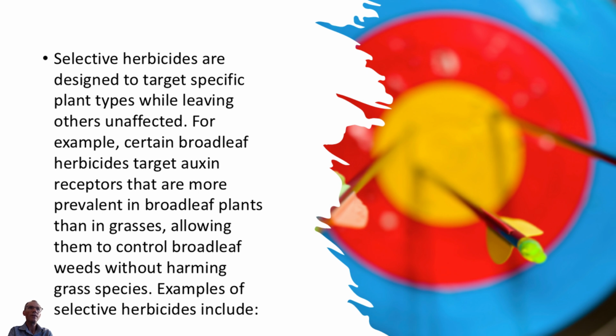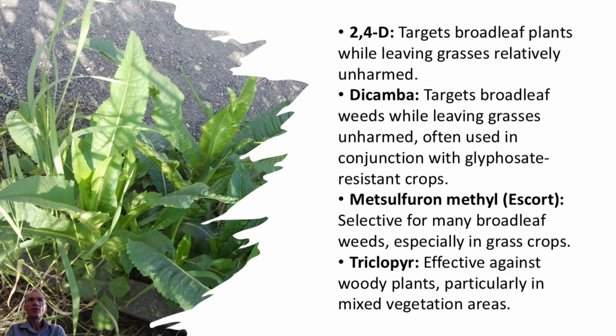Examples of selective herbicides include 2,4-D, which targets broadleaf plants while leaving grasses relatively unharmed. Dicamba targets broadleaf weeds while leaving grasses unharmed, often used in conjunction with glyphosate-resistant crops. Metsulfuron methyl (Escort), selective for many broadleaf weeds, especially in grass crops. Triclopyr, effective against woody plants, particularly in mixed vegetation areas.